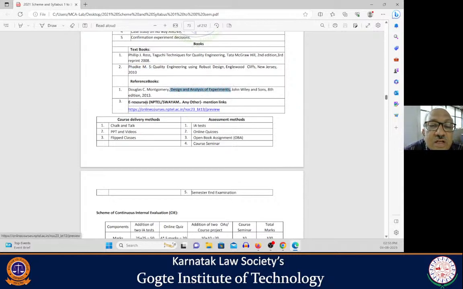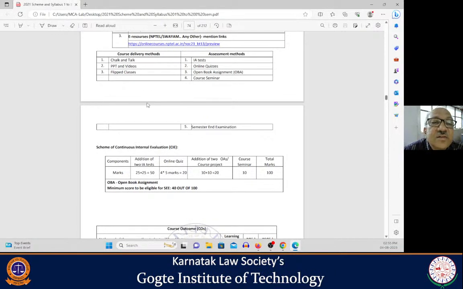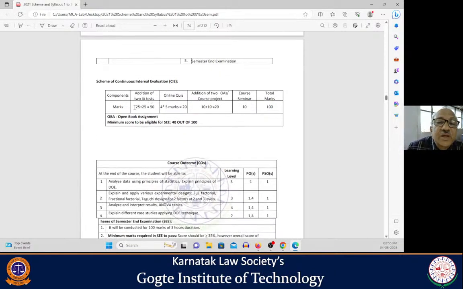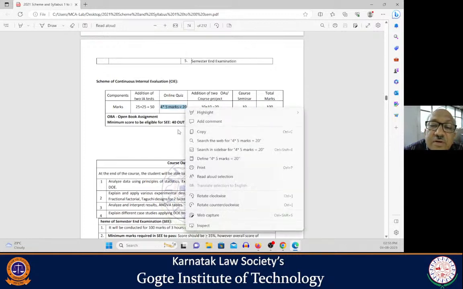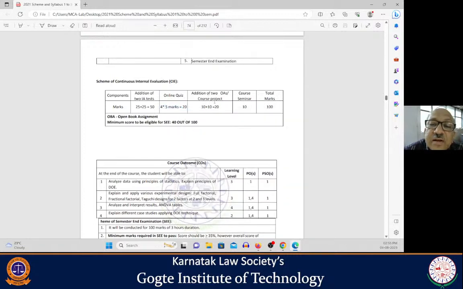And some e-resources are there, which can be discussed later. So about the CIE, Continuous Internal Evaluation, it consists of 2 internal assessment tests of 25 marks each, which amounts to 50 marks, and 4 quizzes of 5 marks each, which makes it 20 marks, and course project and assignments, activities, outcome-based activities for 20 marks, and a seminar of 10 marks, that makes it 100.